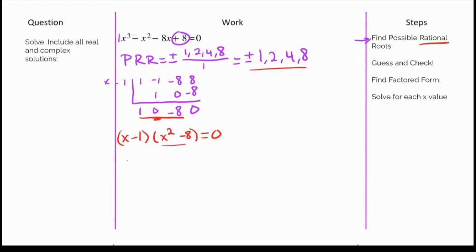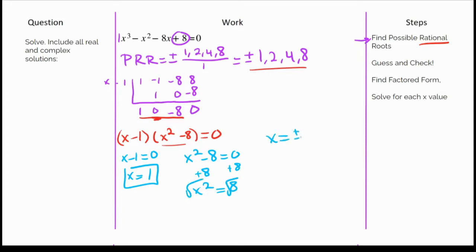What I mean by that is if I were to solve both of these sides, when is this equal to 0, it's when x is 1. Then for x squared minus 8, I add 8 to both sides. I get x squared equals 8. I take the square root of both sides, so x equals positive or negative square root of 8. Now I'm going to simplify this square root. So my final answer is x equals plus or minus 2 root 2.